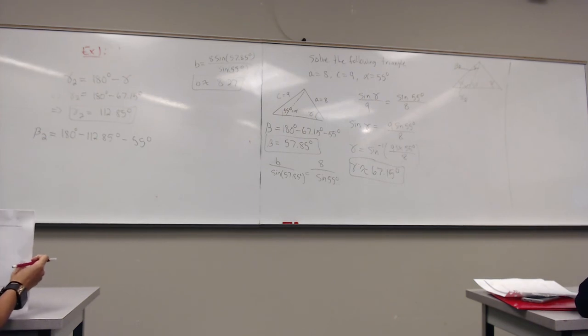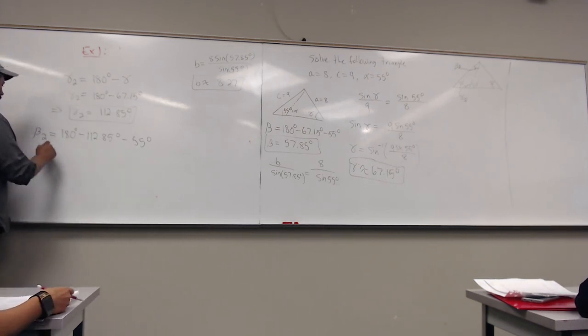Okay, so I'll subtract gamma 2 and subtract alpha. What'd you get for this? 27.5. 27.15. Yeah.